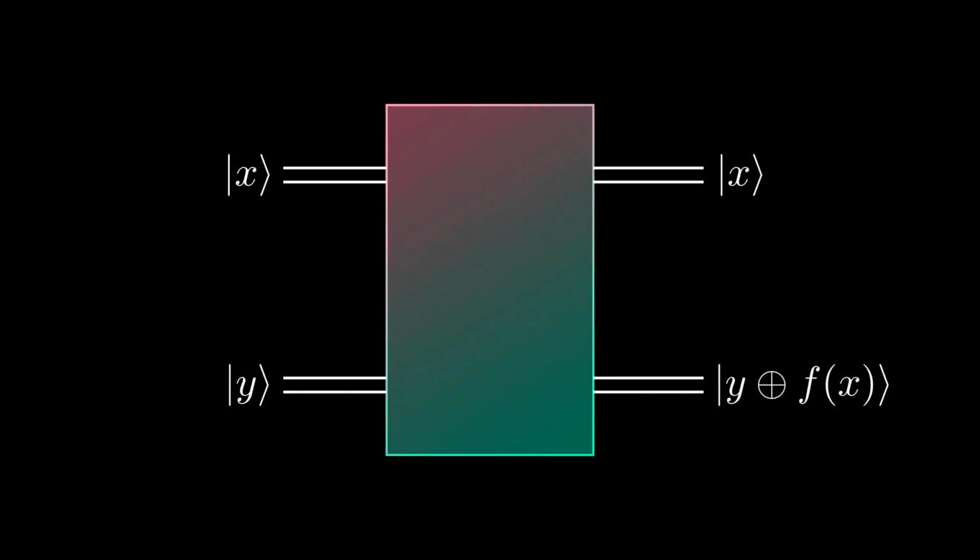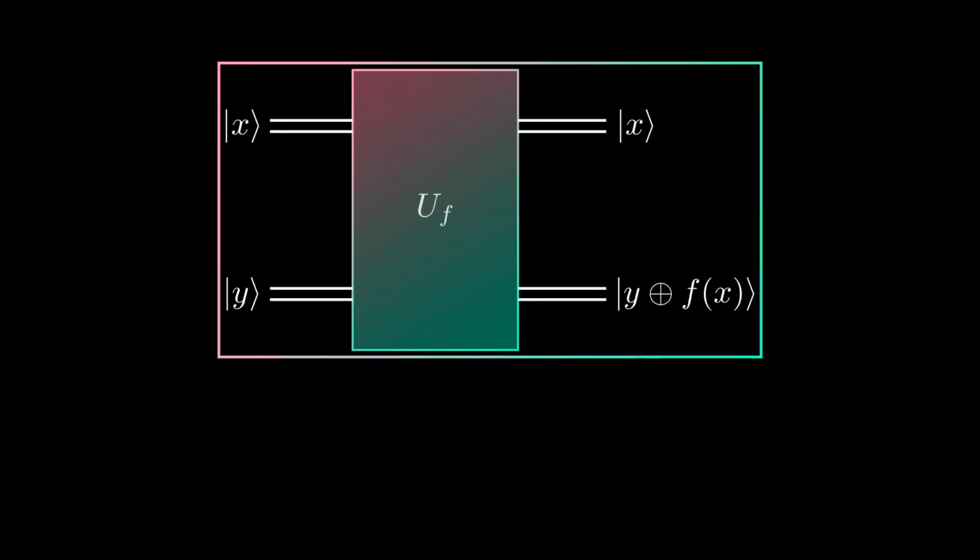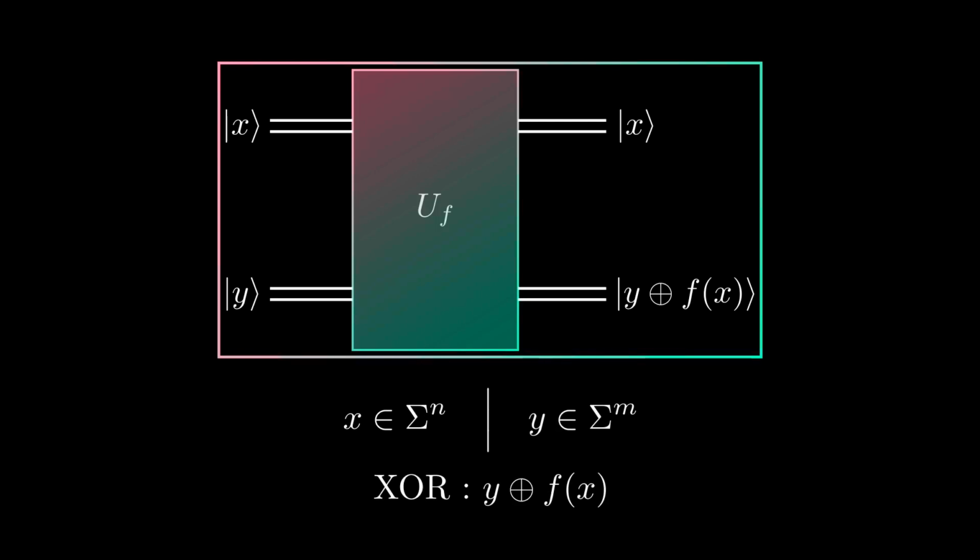For quantum circuits, we define a quantum unitary query gate, as the figure suggests. Here we say that x and y are arbitrary length strings. What U_f does is to echo the top input string x and XOR the function value f of x onto the bottom input string y.